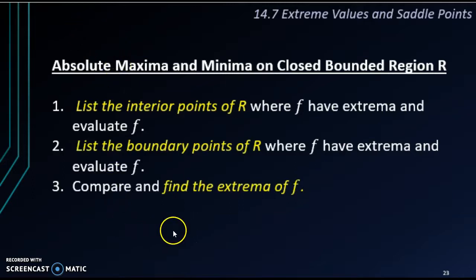So this is the summary. Look back at the summary. To find the absolute extremum, what we need to do is to list the interior points of R, list the boundary of R where f has extrema, and then we evaluate f, and lastly we compare and find the absolute extrema.